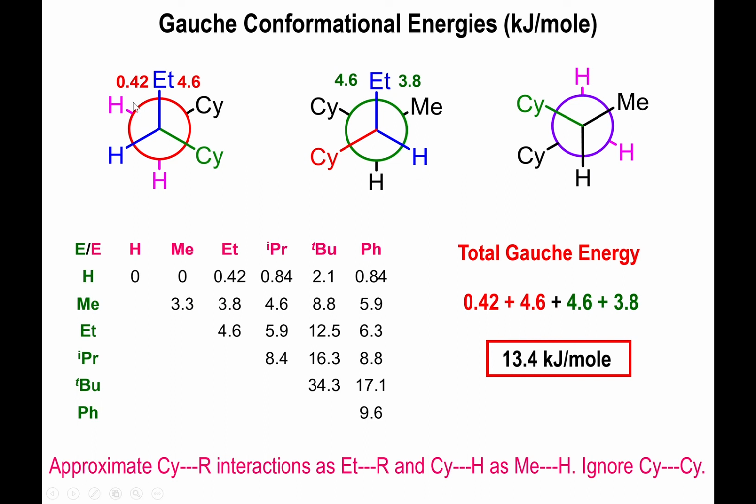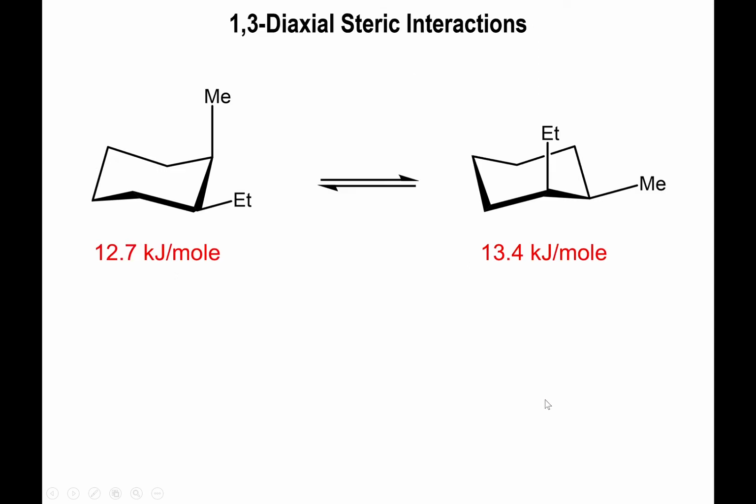So if we add up all these values, we get 0.42 plus 4.6 plus 4.6 plus 3.8, which is presented here. Altogether, this tells us that this structure is worth 13.4 kilojoules per mole. So now what we're seeing is that the conformer here on the right is higher in energy than the conformer on the left side. And this is the thorough way of looking at the energy differences.